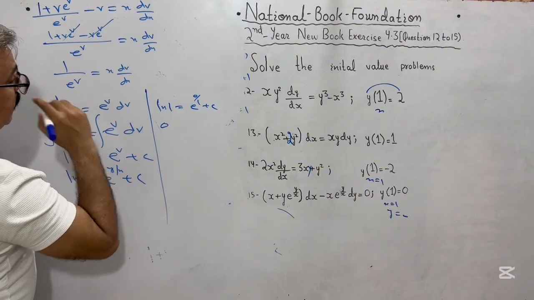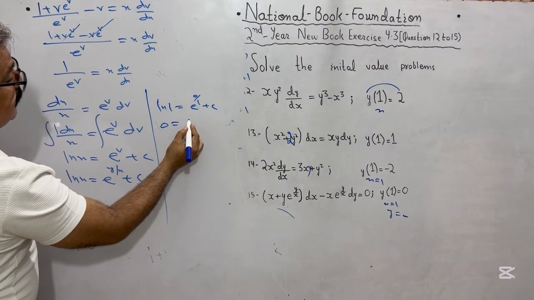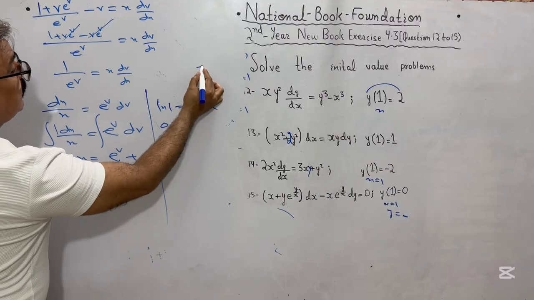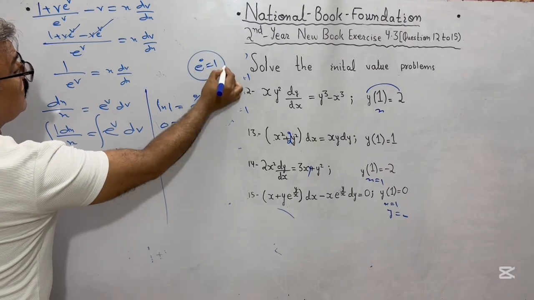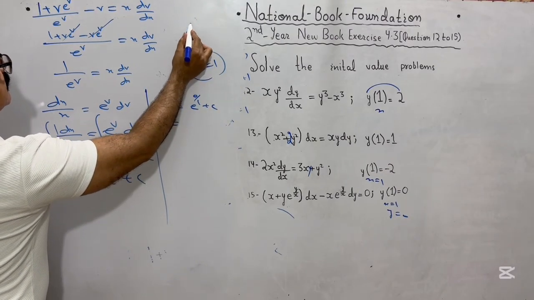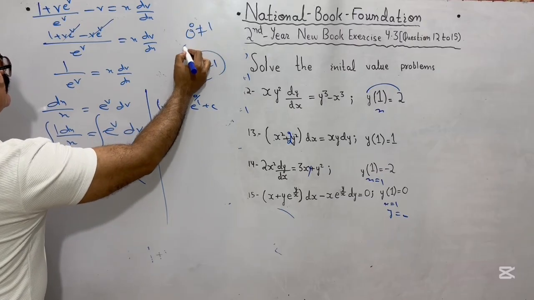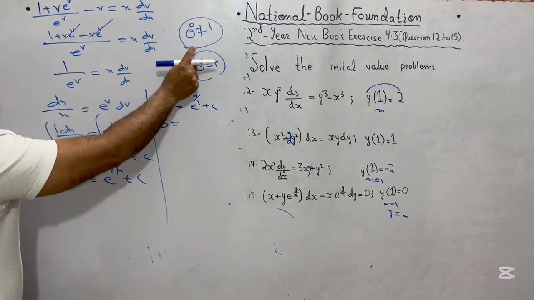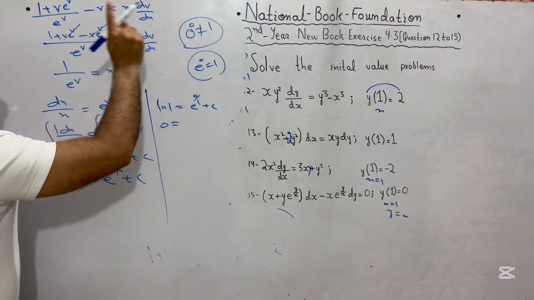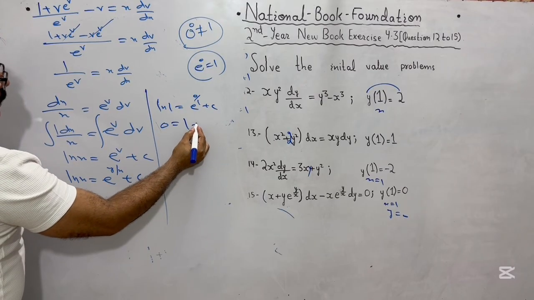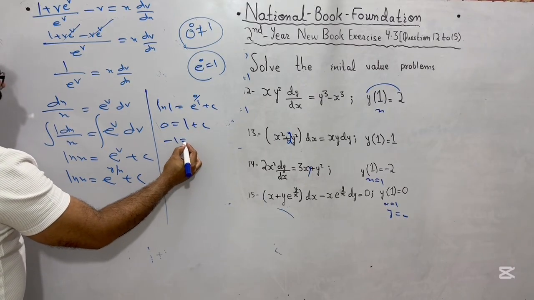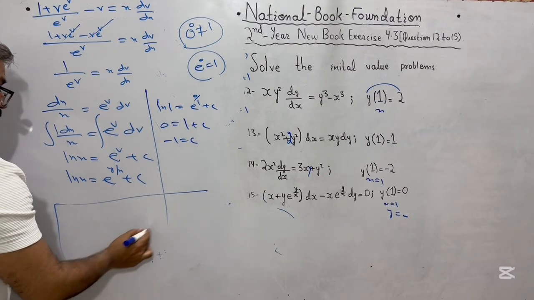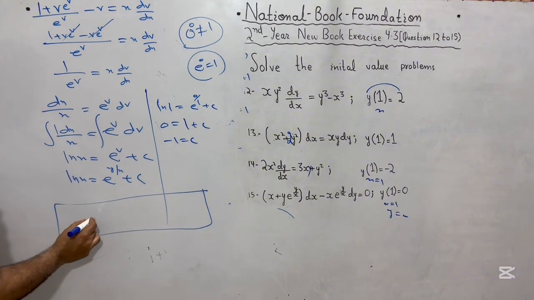ln 1 is 0. Any non-zero quantity having 0 power is equal to 1. It is an exception: 0 power 0 is not equal to 1, it is an indeterminate form. So 1 plus c. Shift 1 here. Minus 1 is equal to c. So the value of c is minus 1. Putting it here, that's our answer.